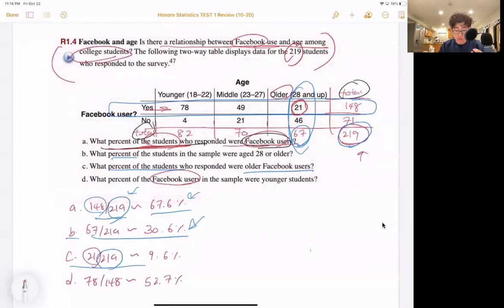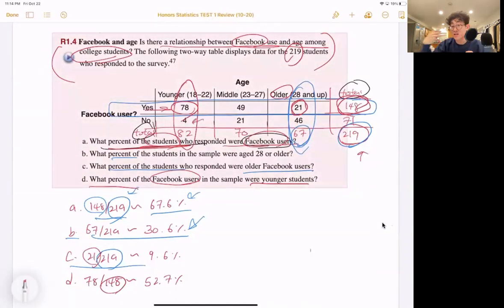Last one gets a little bit more interesting. What percent of the Facebook users only? So out of only the Facebook users, your total number now has to be 148. Your denominator number has to be 148. Out of those, only those who are younger students, 78. Yes, I understand the younger is 82 in total, but these 4 we exclude because they're not part of the Facebook users. So that's 78 of 148, 52.7%.